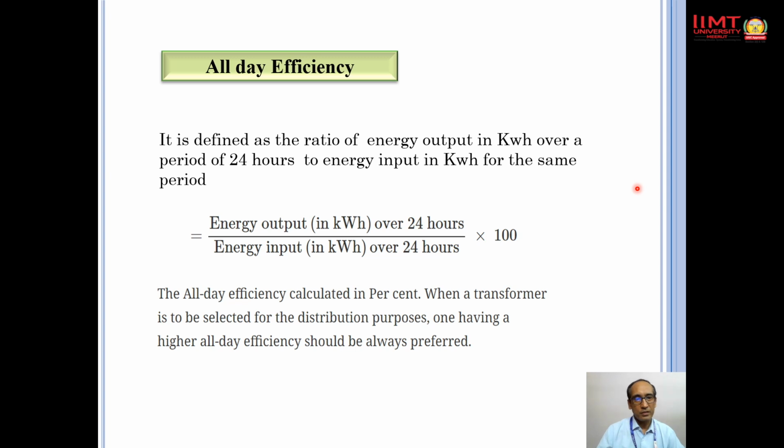What is the all day efficiency? In the previous case, we were discussing efficiency in which we take only the power into consideration. But suppose the transformer is working for 24 hours. So 24 hours means we are considering the time also. Instead of power, now we are considering the energy in this case, because multiplying power with time, we get the energy. So such type of efficiency, in which we use the output energy for 24 hours and the input energy in kilowatt hours for 24 hours, is known as the all day efficiency.